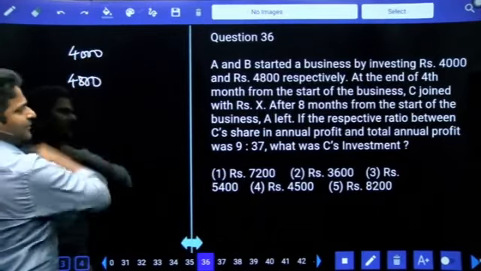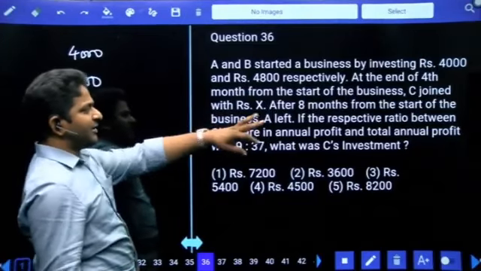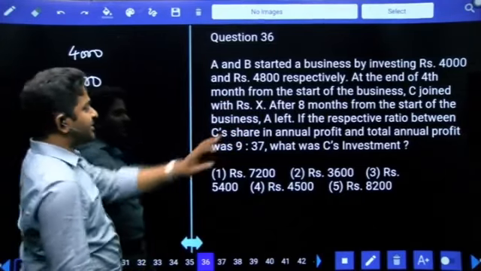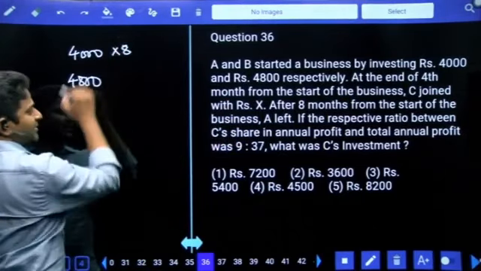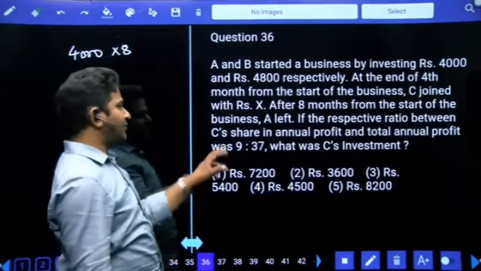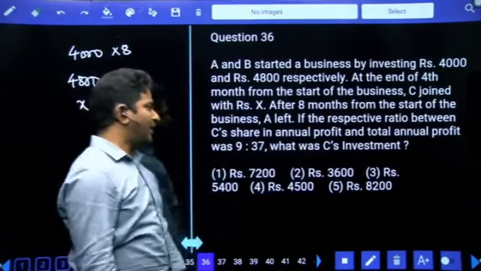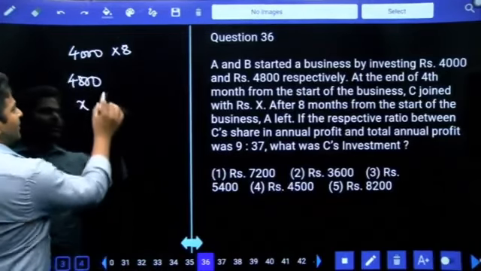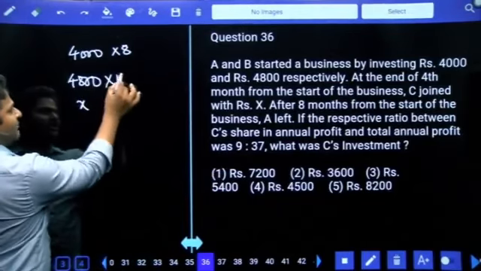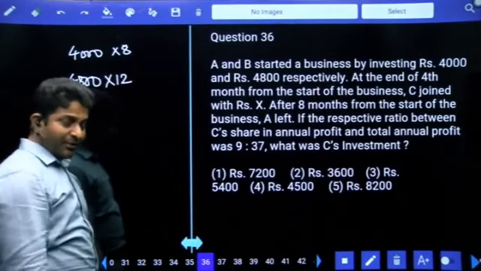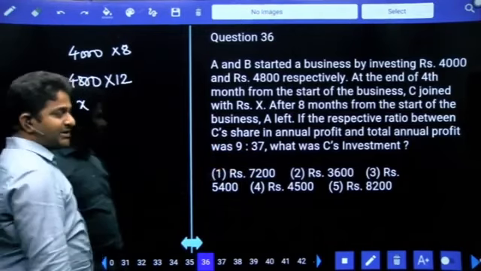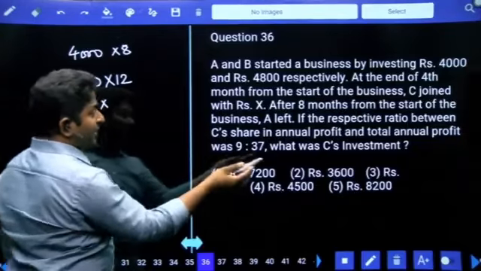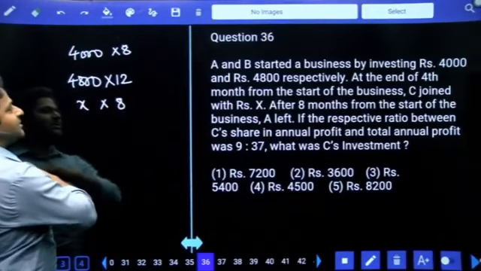Investments are clearly mentioned. At the end of the fourth month from the start of the business, C joined with X rupees. After 8 months from the start of the business, A left. So A is there for only 8 months. The ratio of C's share in annual profit to the annual profit is 9:37, keep this aside, we'll discuss this. Now, there is no information regarding B's investment period, so he is there from the beginning, and we expect he is there till the end of the business. And C joined after 4 months, so he will be there for only 8 months.